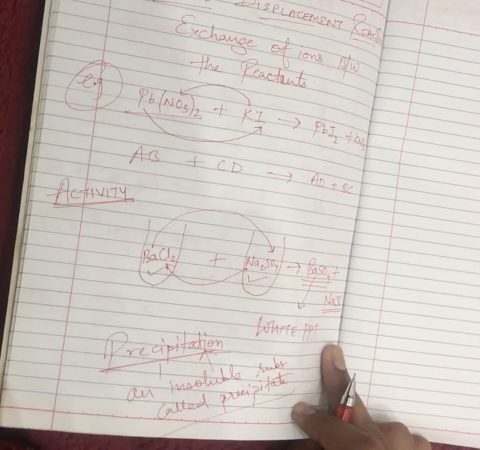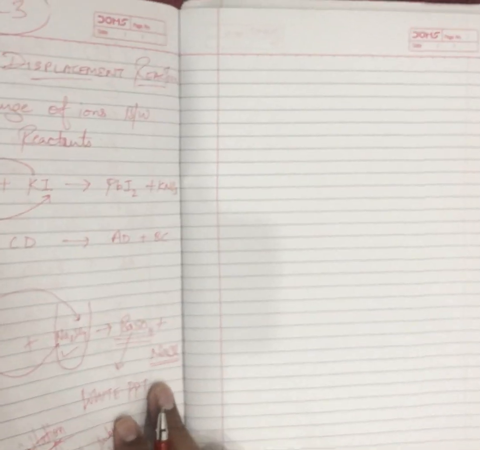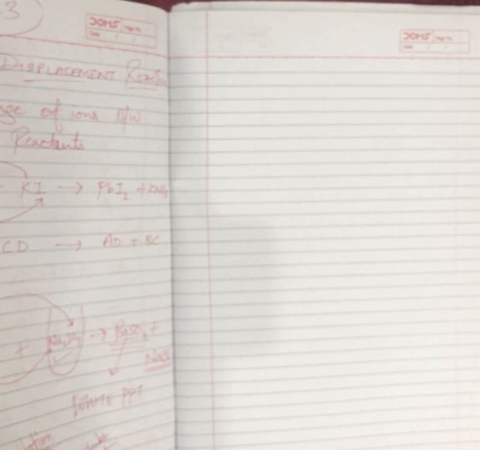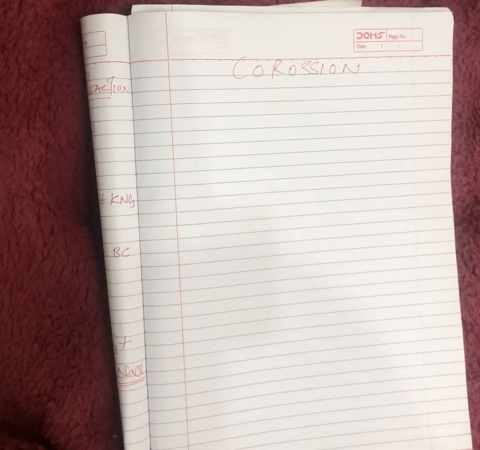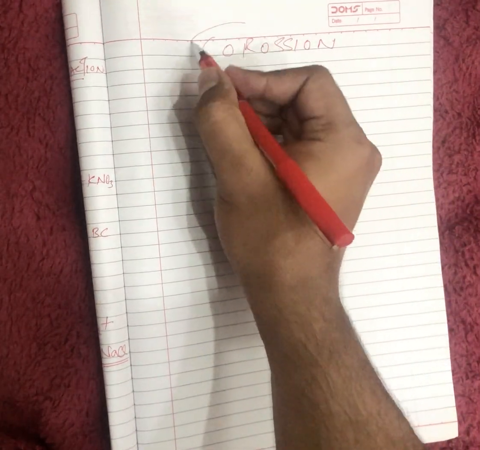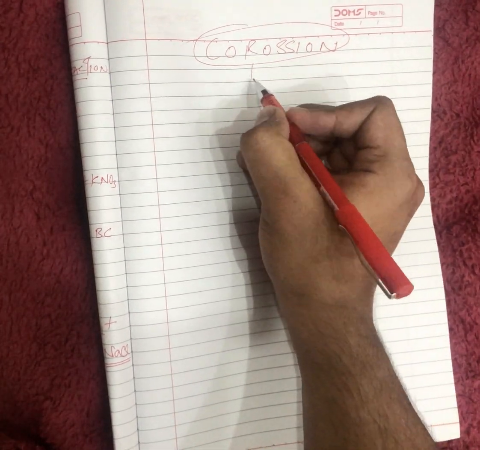Now we will discuss the next topic, as we are done with all the types of double displacement reactions. Now the next topic we will be having is corrosion. So what is corrosion? You all are familiar with this phenomena.